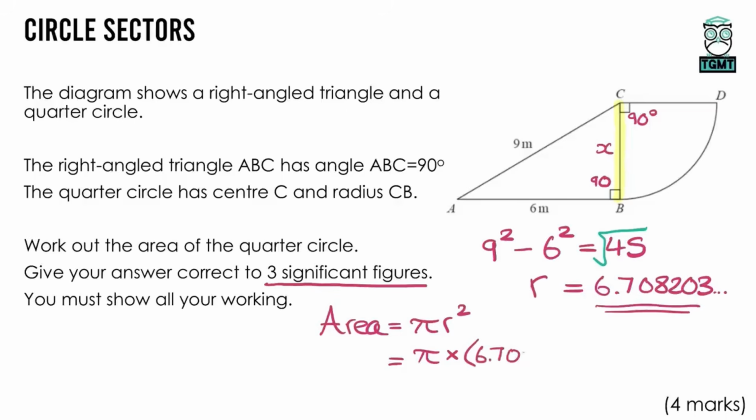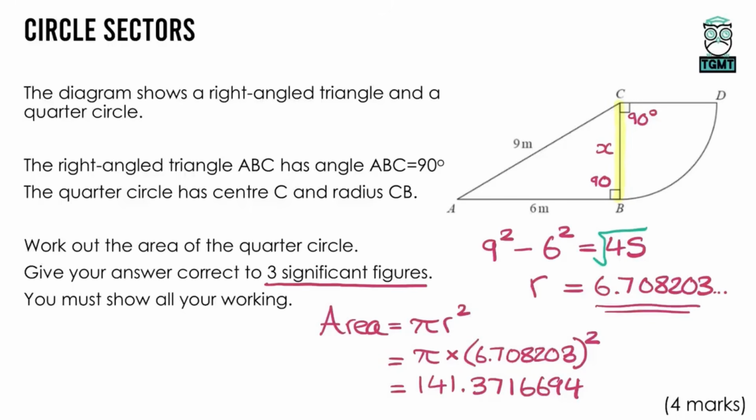So 6.708203 squared. And we'll work that out. I'm going to use the full number as it's still on my calculator. But it would be absolutely fine just to use that rounded version in this question. Now that comes out as 45 pi, or as a decimal, 141.3716694. Now, as it is a quarter circle and not a full circle, we do need to account for that.